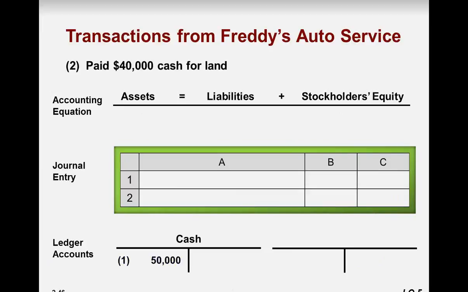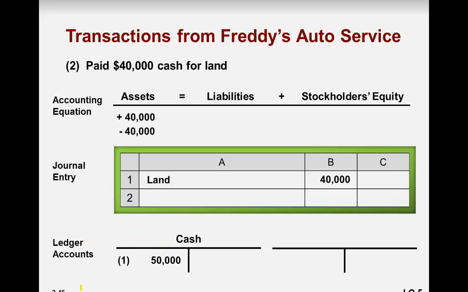We paid $40,000 for land. We're representing up here where we actually did this. But we look up to where we actually did this entry. So we purchased land, which is an asset, have more land, and we paid cash for it, so we have less cash.